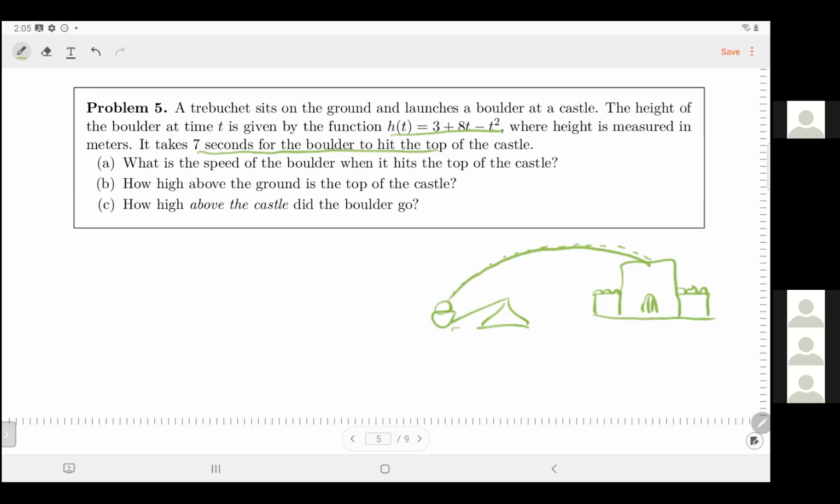Okay, so we're going to assume this is like ground level. So it starts at height 0, or I guess it doesn't start at height 0. We could figure out what height it started at if we plugged in t equals 0 into this equation. Right, you would get 3. So really the basket of the trebuchet is like 3 meters off the ground, but I don't think that's asked anywhere. So let's go ahead and do part A. So part A asks for speed.